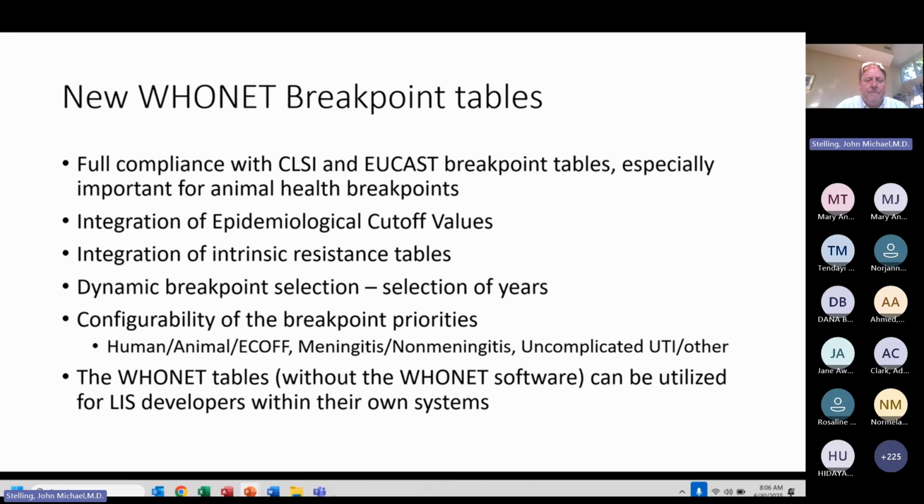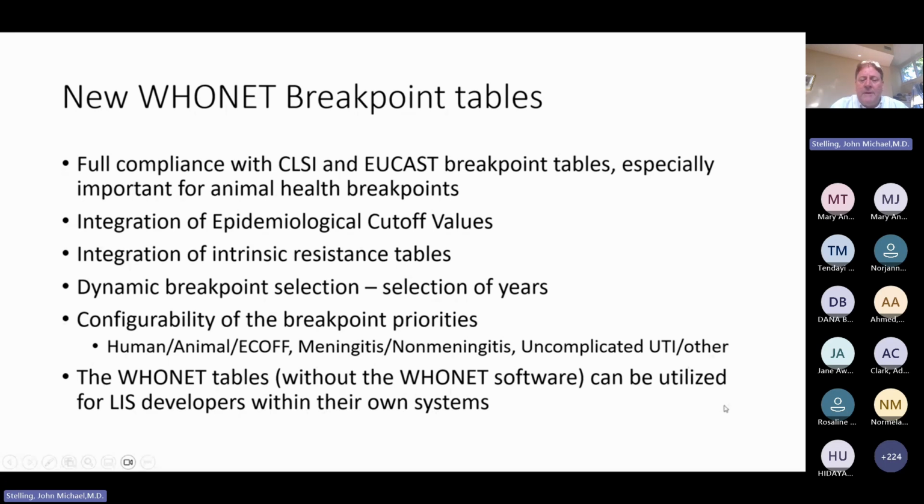That's one advantage. We've also integrated these epidemiological cutoff values. Most people around the world call them ECOFFs. In CLSI, it's called ECV. It means the same thing. The idea of, well, this is a different point I want to make.